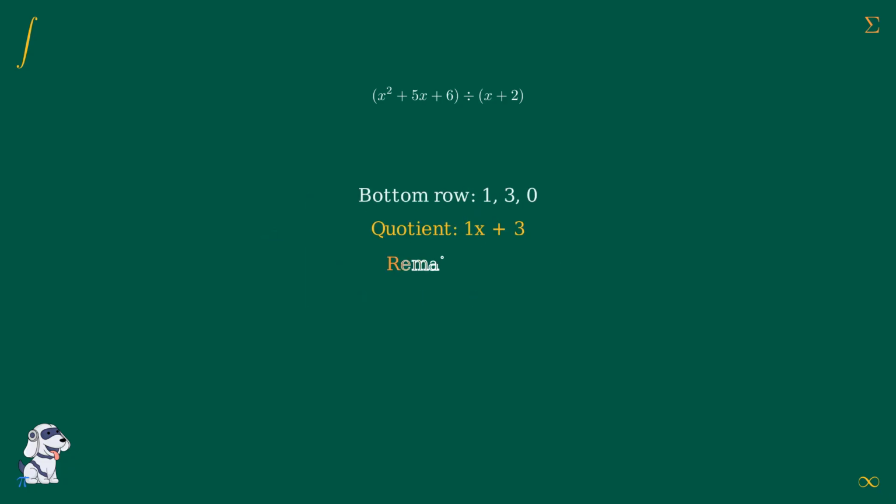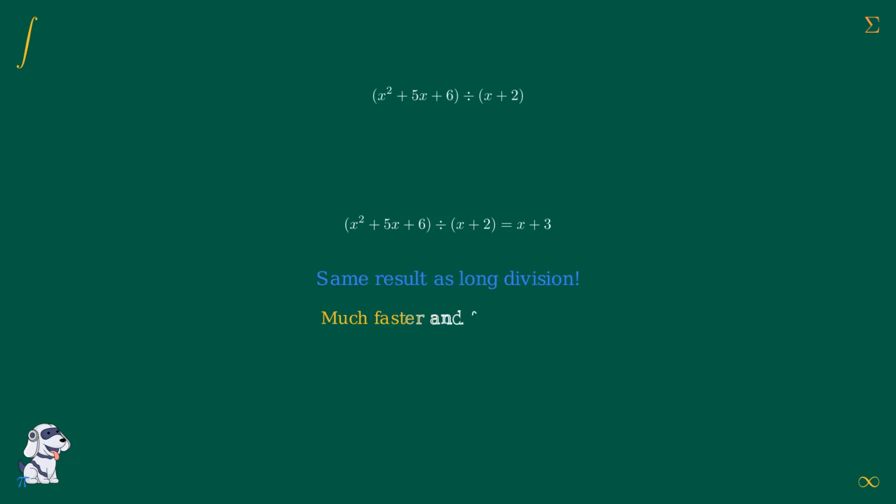The last number, 0, is the remainder. The other numbers, 1 and 3, are the coefficients of our quotient polynomial. So our final answer is x plus 3 with remainder 0. This means x squared plus 5x plus 6 divided by x plus 2 equals x plus 3 exactly. This is exactly the same result we got from long division. Synthetic division is much faster and requires fewer steps, making it the preferred method when dividing by linear factors.